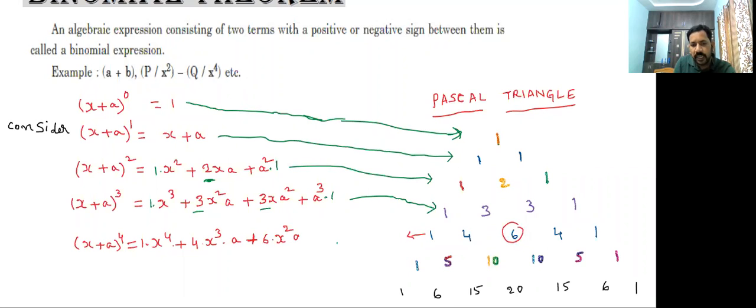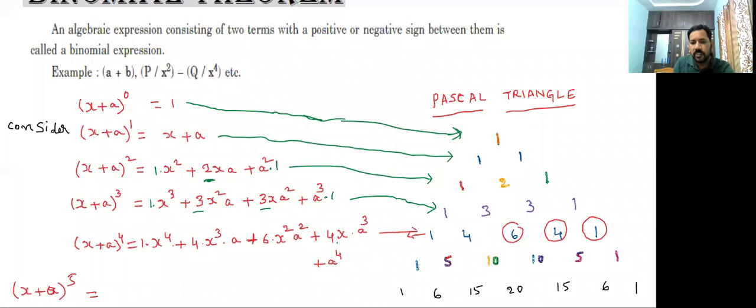A is going to increase, a square. Plus after 6 what is there, students? 4, right. 4 into x square is going to decrease, so we get x. A square is going to increase, a cube. And the last one what is there? 1, that means a power 4. This is the x plus a whole power 4 expansion: x power 4 plus 4x cube a plus 6x square a square plus 4x a cube plus a power 4. So by using this Pascal triangle, we can expand x plus a whole power 5 also. Try this expansion yourself, students.